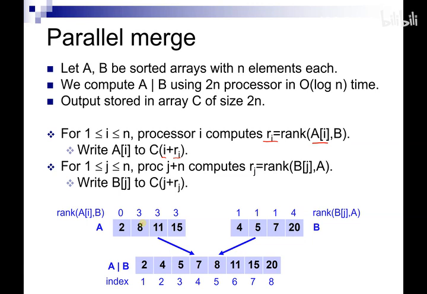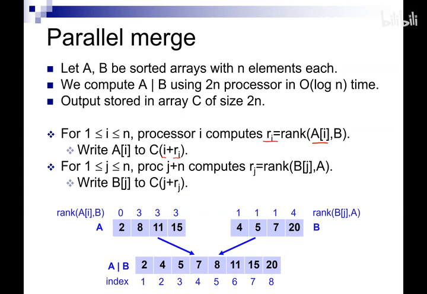This one has a rank of 1 in A, and then it has a rank of 3 in B, so it goes into position 1 plus 3, which is 4. So you take these formulas and apply them to all of these values, and that tells you the final position of all these values in the merged list.